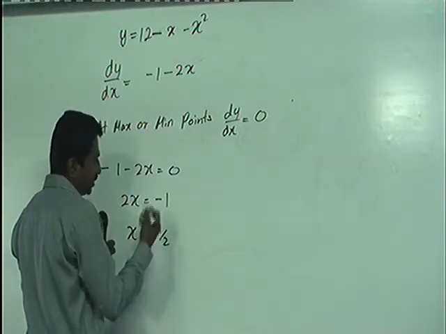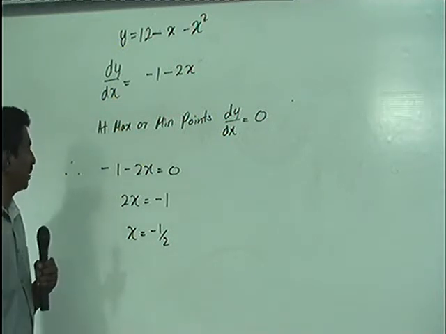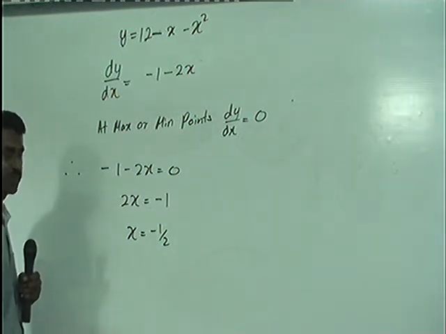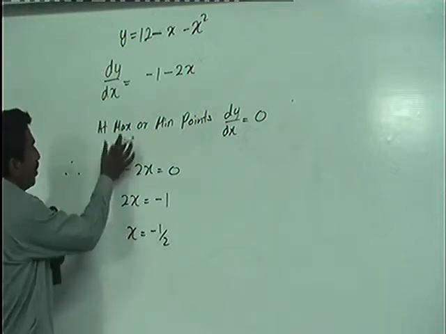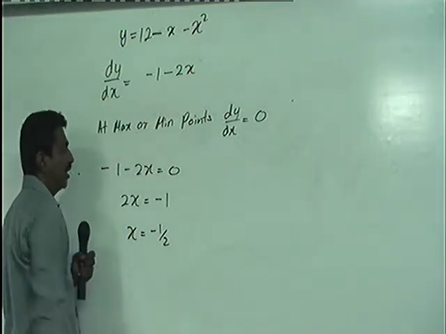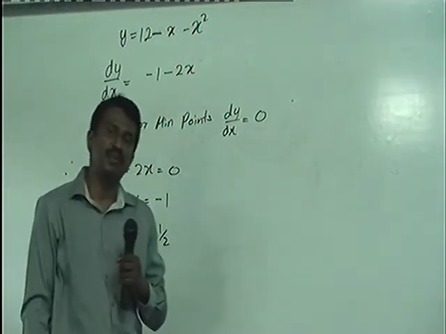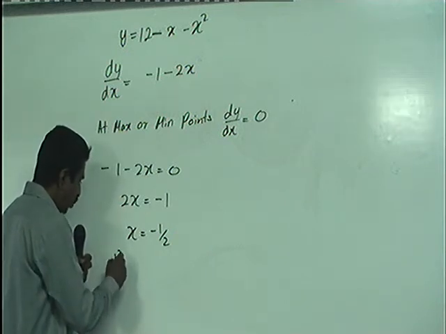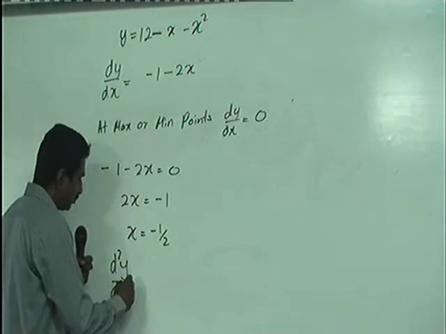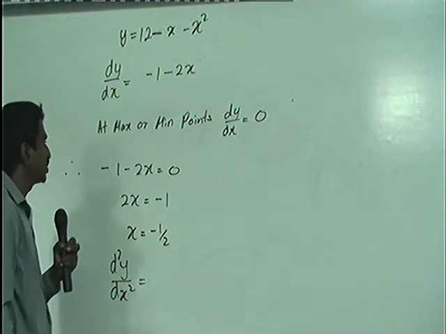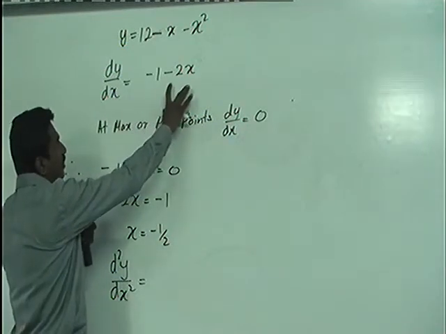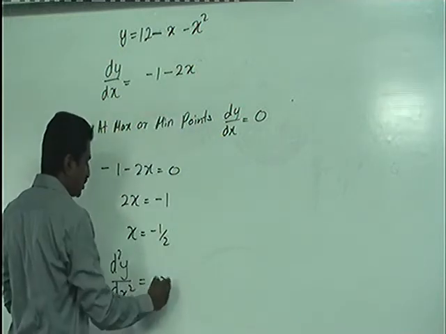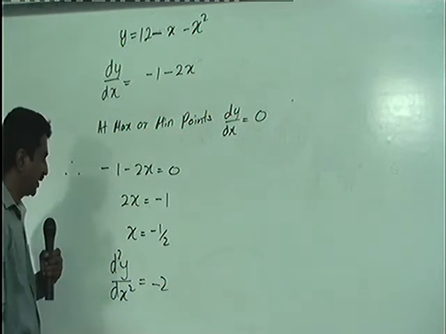X equals minus half may be a maximum point, or may be a minimum point. We do not know whether the point at x equals minus half is a maximum or a minimum. Then it is our duty to check. So we obtain the second order differentiation, d2y by dx2. This is the first order differentiation; I will differentiate this again. Minus 1 becomes 0, and minus 2x becomes minus 2.